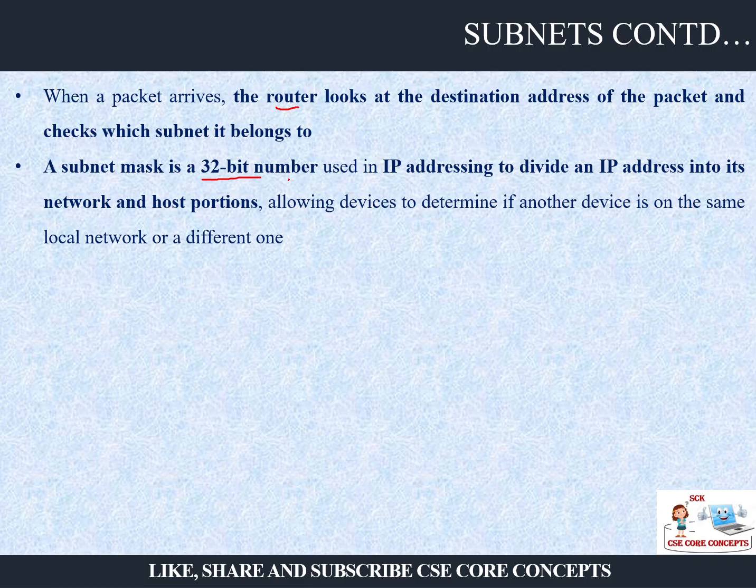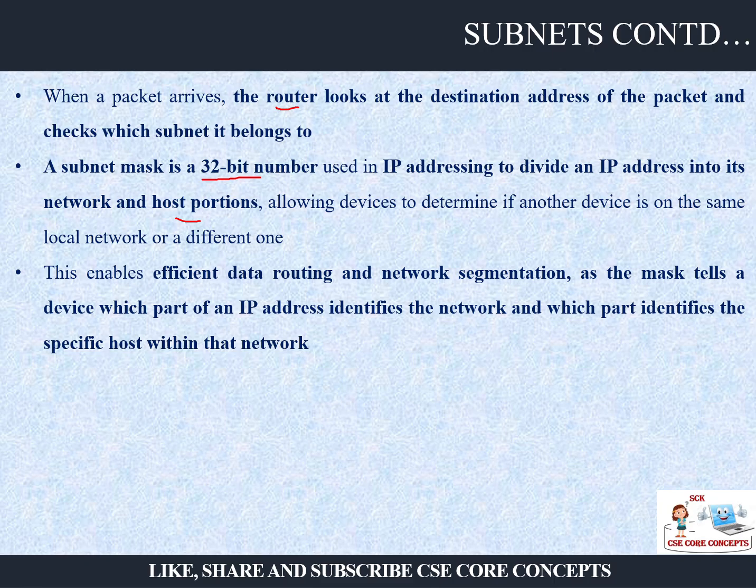It is nothing but a 32-bit number which is used in IP addressing to divide the IP address into network and host portions. The total IP address is given to you. Now how will you find out which is the network portion and which is the host portion? For that we use the subnet mask, and with the help of this subnet mask we can figure out the network portion and the host portion. Basically it enables efficient routing and segmentation, as it helps in identifying the network and the host.